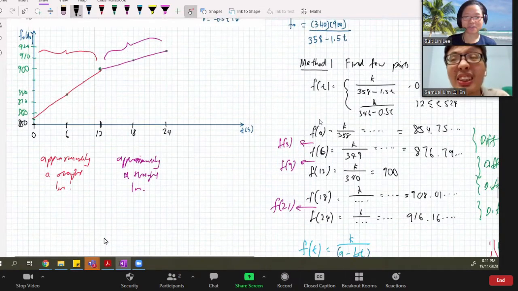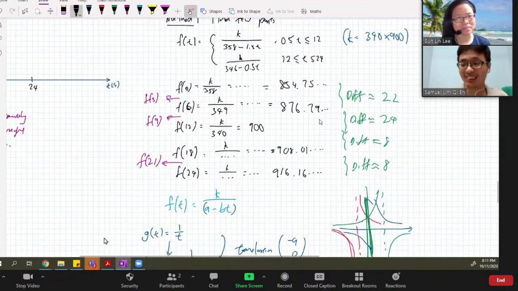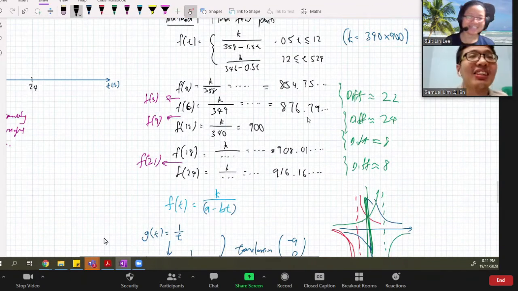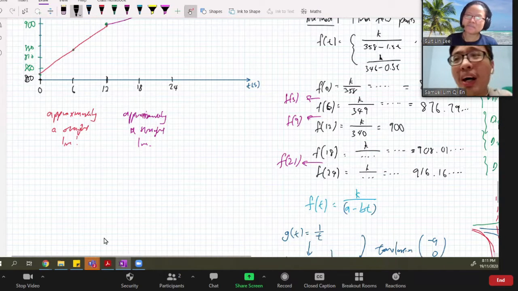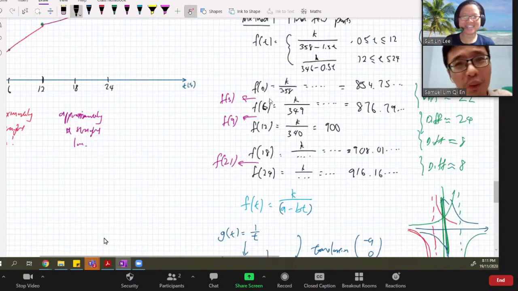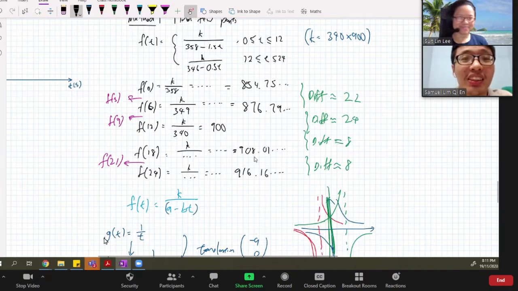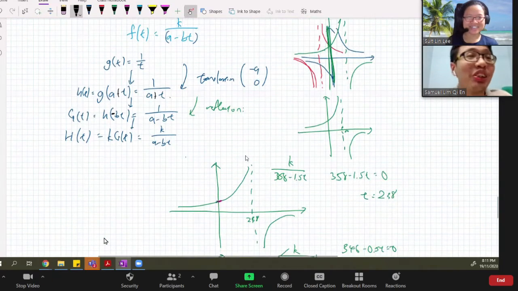But I think Mr. Samuel and I want you to know it is approximately a straight line. My graph, I will actually make it curved, but it's very hard because it almost looks like a straight line. Scale problem. Anyway, I hope that answered the question.